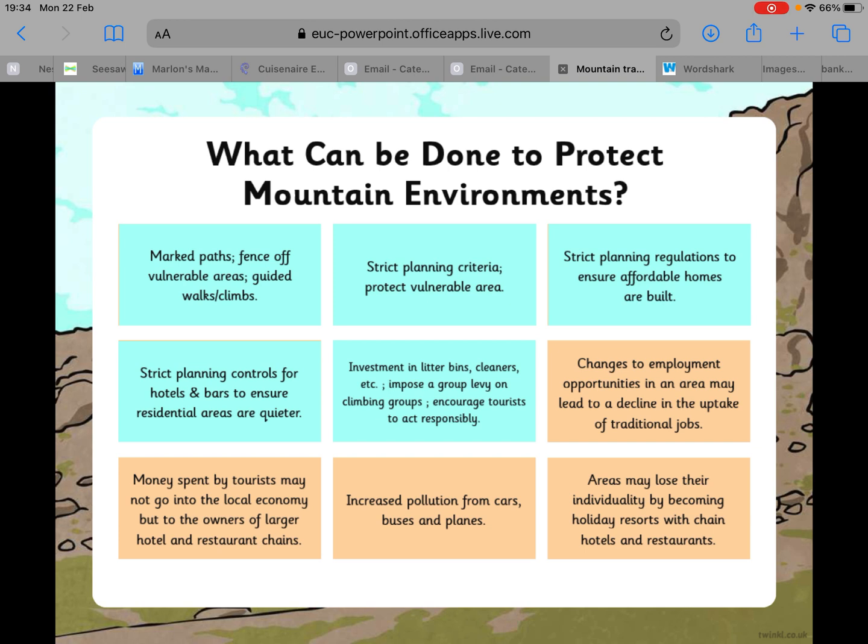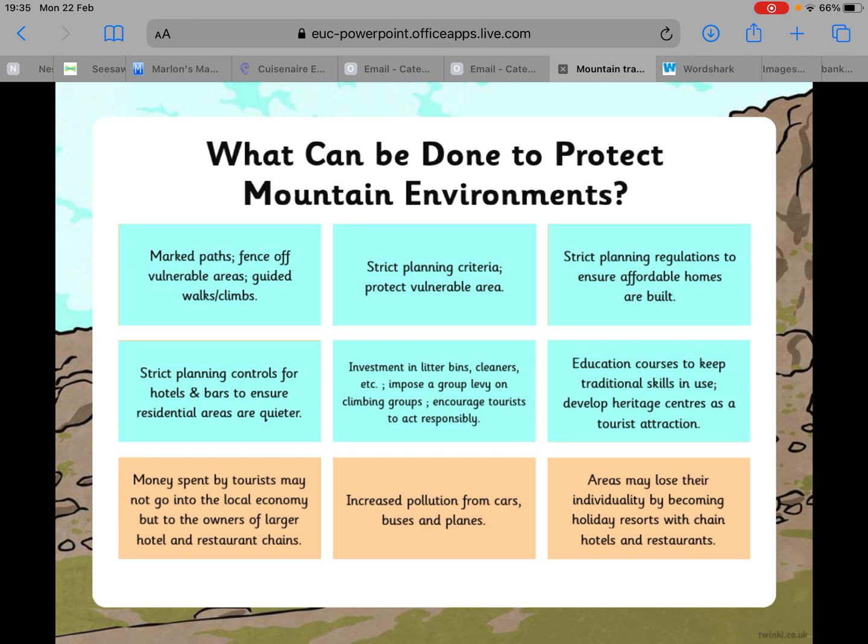What about changes to employment opportunities? That might mean that people want to take up jobs in tourism and they stop doing the traditional jobs of an area. Make sure that there are educational courses to keep those traditional skills being used, or heritage centres, and they can become a tourist attraction to keep all those local, traditional skills going.